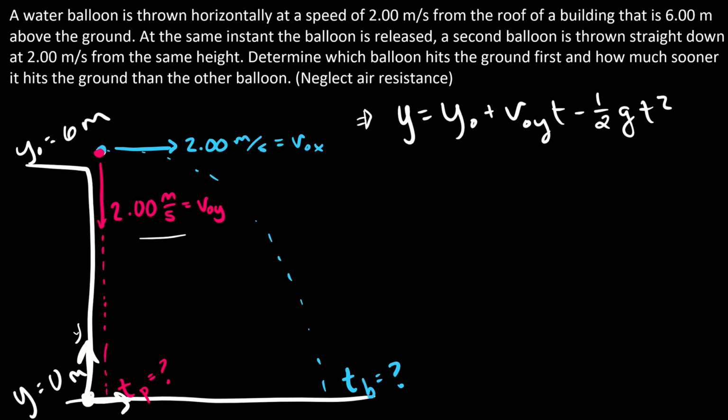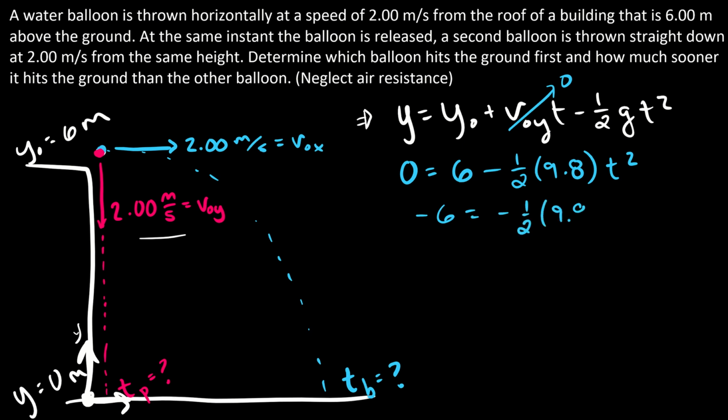Looking at our blue balloon first. Our blue balloon, its final y position is going to be 0. Its initial y position was 6. Its initial y velocity is 0, so that term cancels out. So we get 0 equals 6 minus 1/2 times 9.8 t squared. So rearranging a little bit, we have negative 6 equals negative 1/2 9.8 t squared.